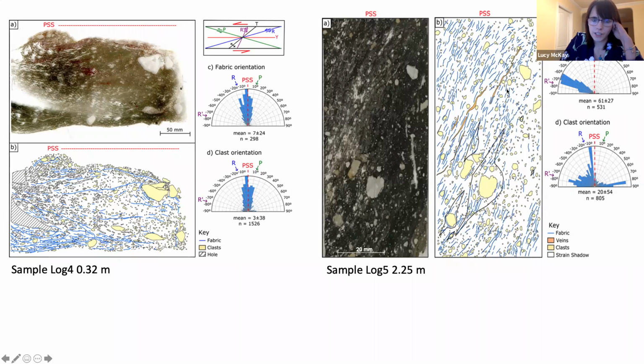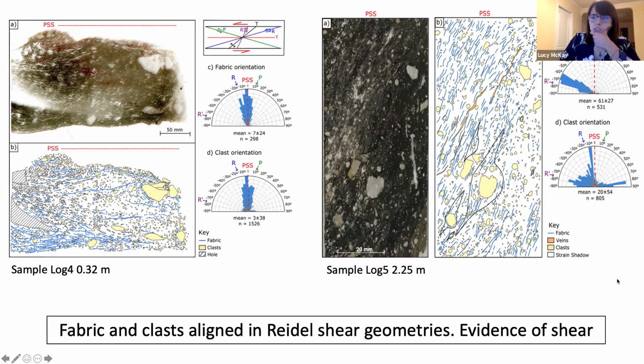And again, in the image to the left, the fabric is aligned at high angles, about 60 to 75 degrees anti-clockwise in Riedel shear geometries. And you've got strain shadows, evident of high strain. So basically the take home is that they're aligned in Riedel shear geometries and are evidence of shear in this sinistral strike slip motion that we saw in the map.